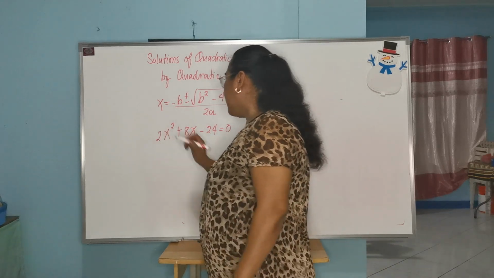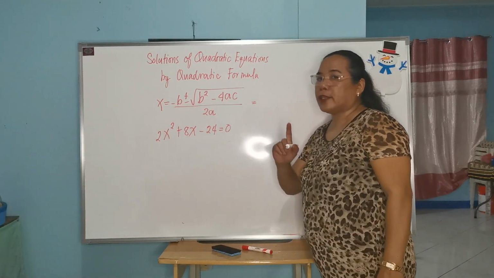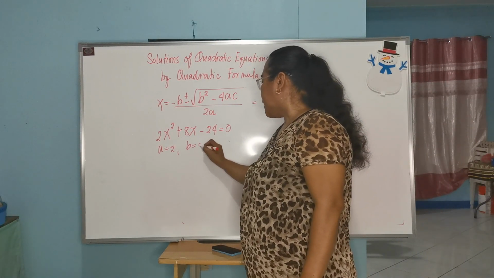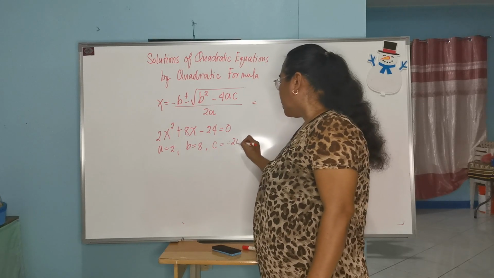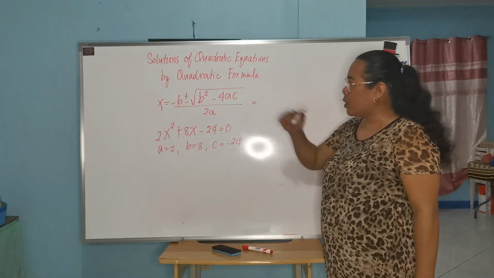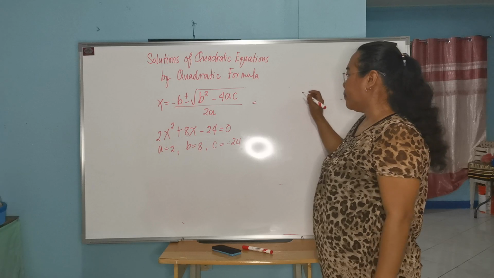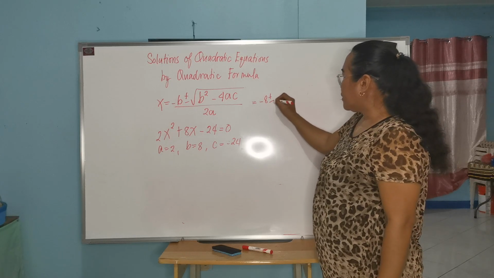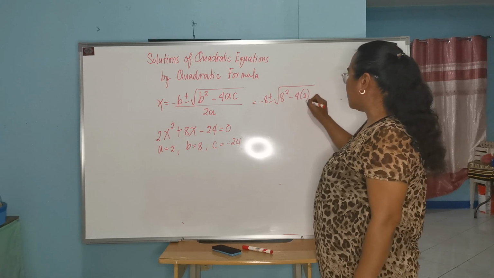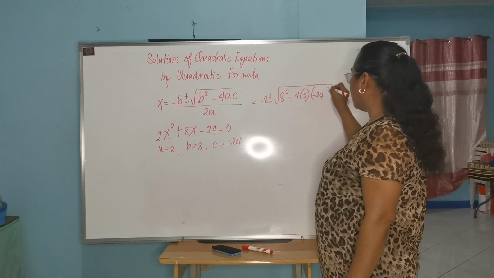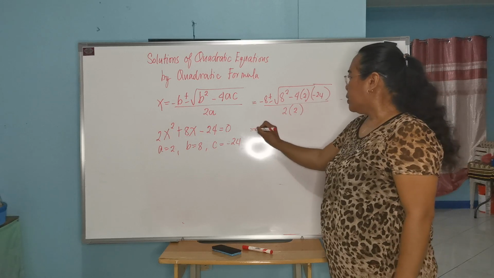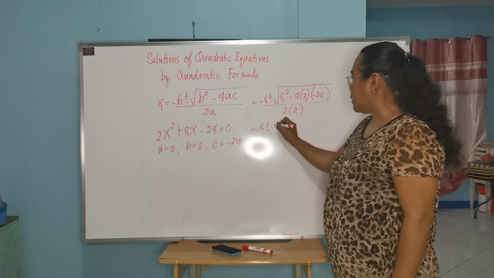So, originally, our equation is 2x squared plus 8x minus 24 is equal to 0. This time, our A is 2, our B is 8, and our C is negative 24. So we are going to substitute our A, B, and C respectively in our quadratic formula. So we have negative 8 plus minus the square root of 8 squared minus 4 times A, this time 2, times our C, negative 24, divided by 2 times our A, this time 2.